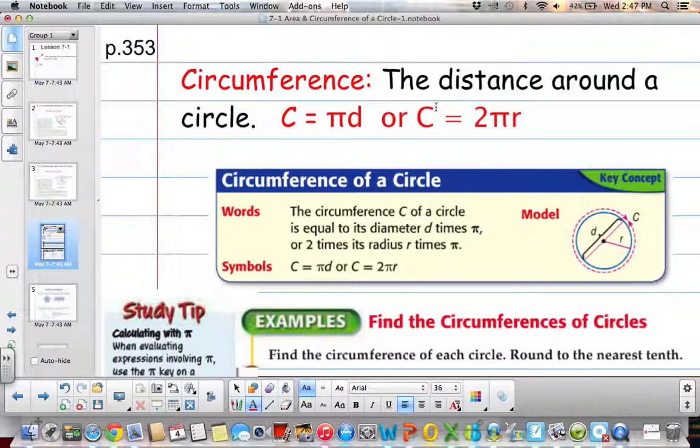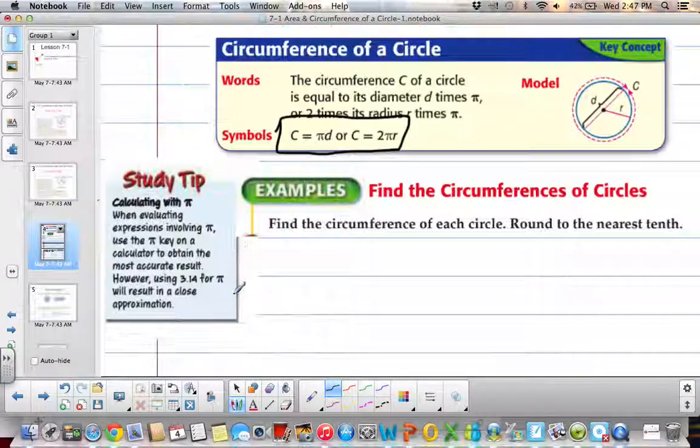So circumference, like we said, is the distance around a circle. It's pi times d, or since radius is half of the diameter, 2 times the radius would equal the diameter. So circumference is pi times d, or 2 pi r. So important formula to remember.